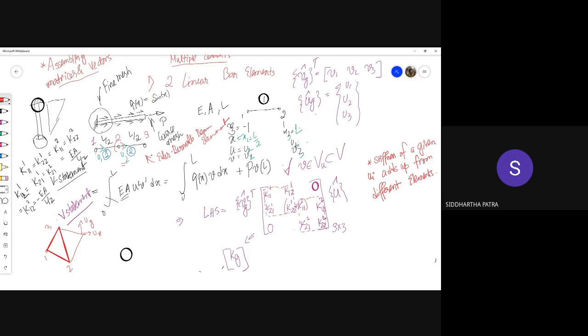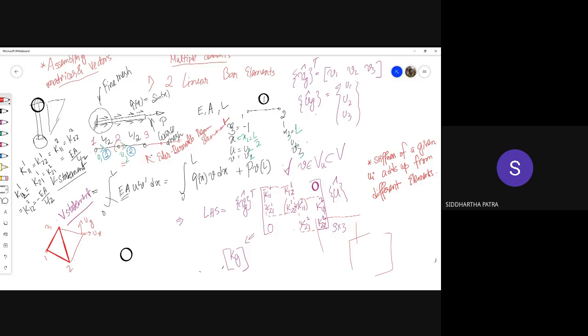Okay, and as you can imagine, if I keep on taking more than two elements, let's see, if I divide the bar into 4 elements, I simply need to be adding the stiffness matrices like this. But if I were to share more than one degree of freedom or more than one node, simply adding the stiffness matrices would not work. Simply representing the stiffness matrices with this overlap would not work.